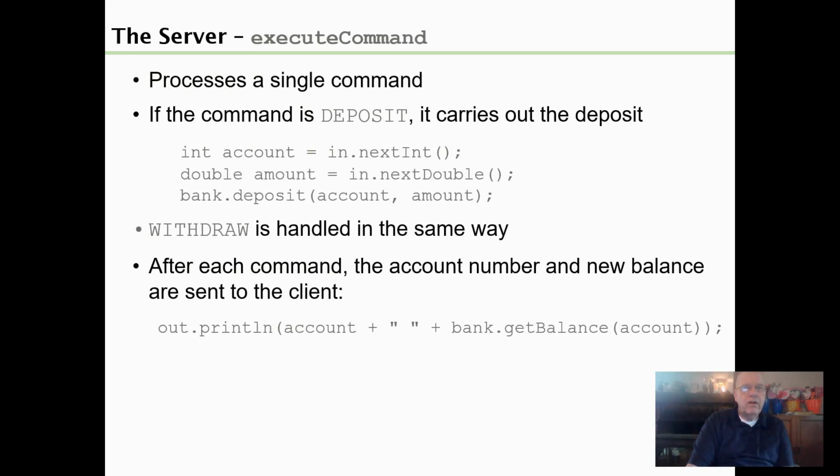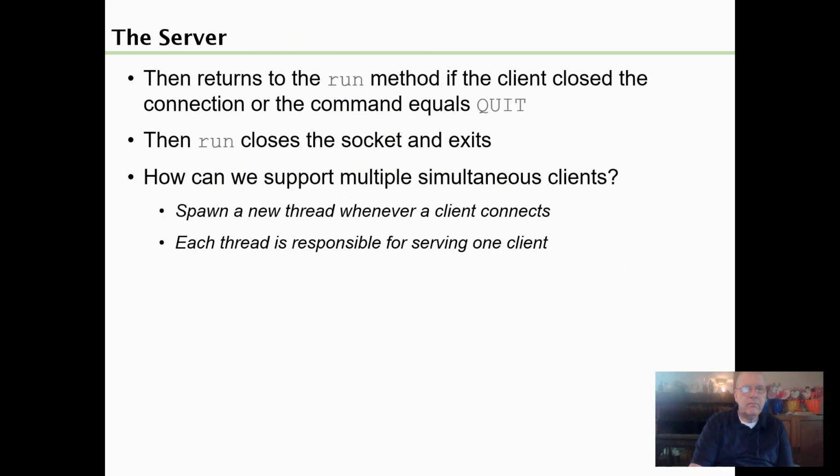So the server executes a command. The execute command method processes a single command. For example, if it's deposit, it carries out the deposit. If it's withdraw, it carries out the withdraw. If it's just the amount in the balance, it returns the balance. And after each command, the account number and the new balance are sent to the client in that format. Then it returns to the run method. If the client closed the connection or the command equals quit, the run closes the socket and exits.